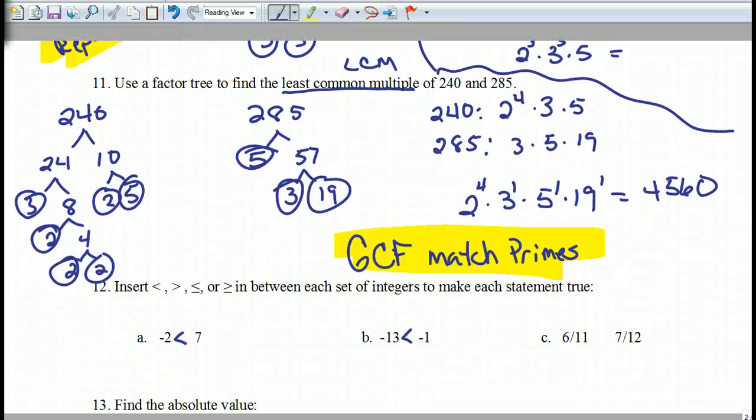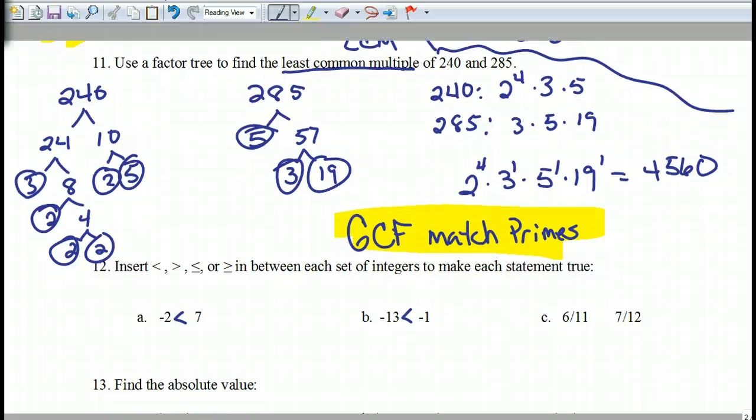All right, so now coming down here, we're looking at less than, greater than, less than and equal, or greater than and equal. Well, negative 2 on the number line is to the left of 7. Okay, so it's definitely less than. When you have two negatives, it's tricky because people get mixed up in their mind because 13 is a bigger number than a 1, but it's further down to the left on the number line. So that is the less than there.